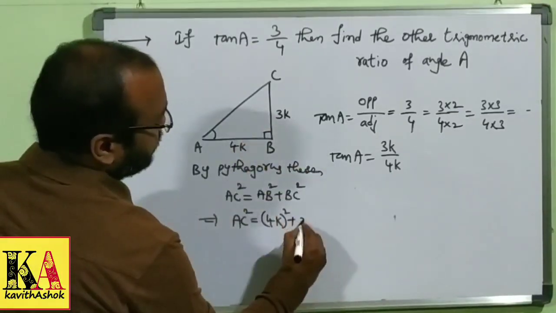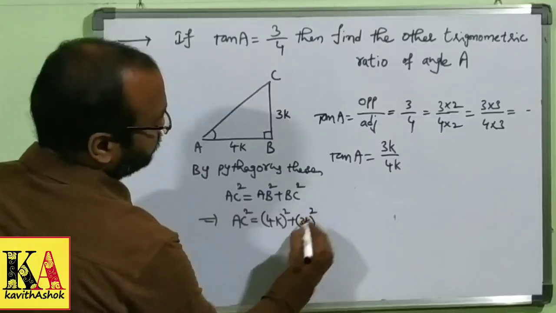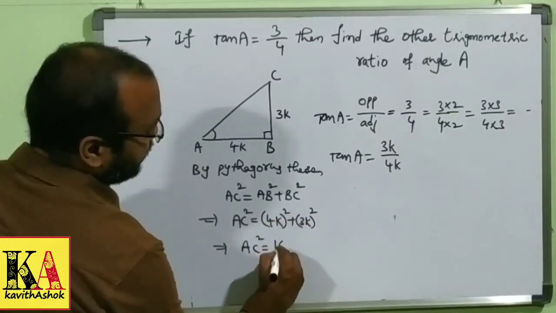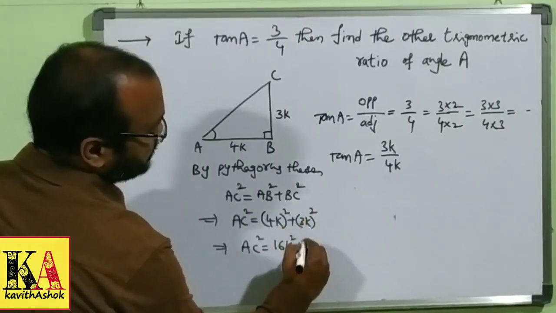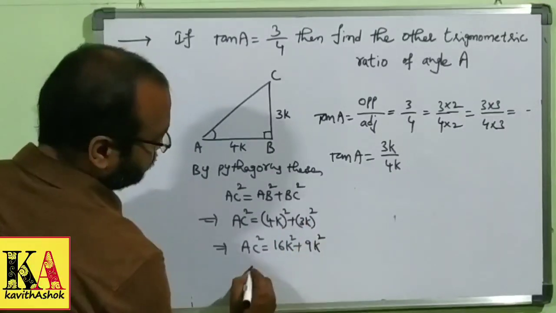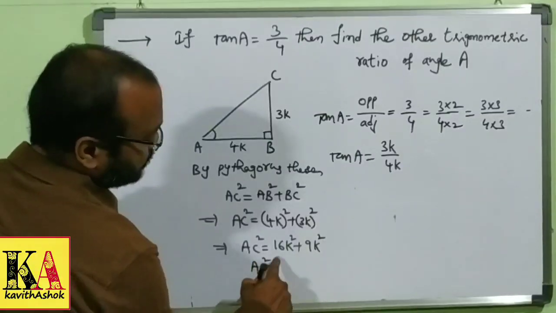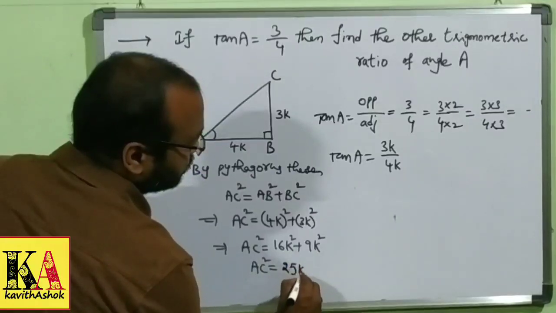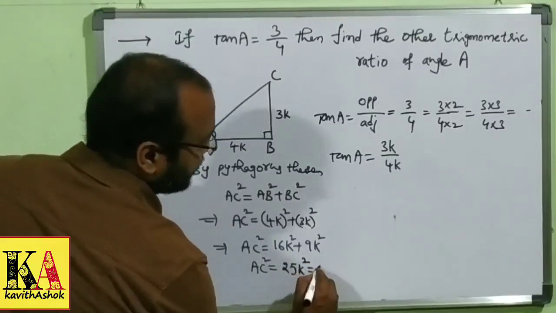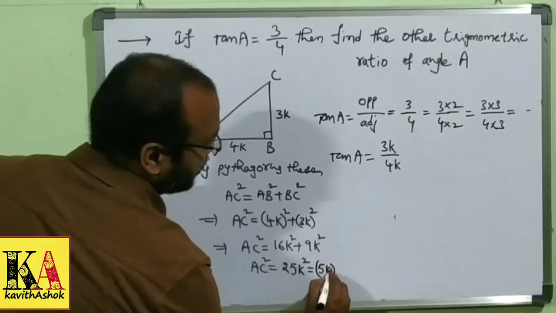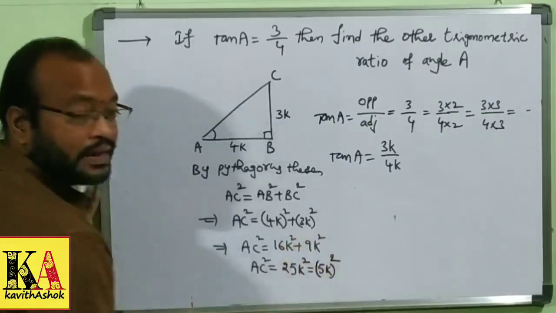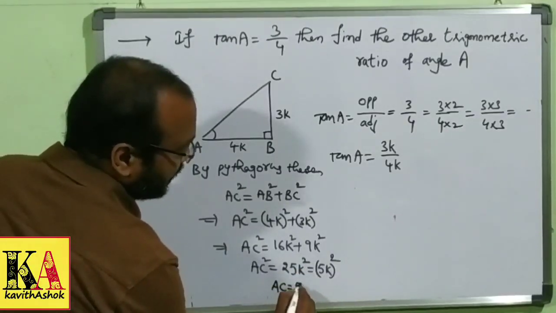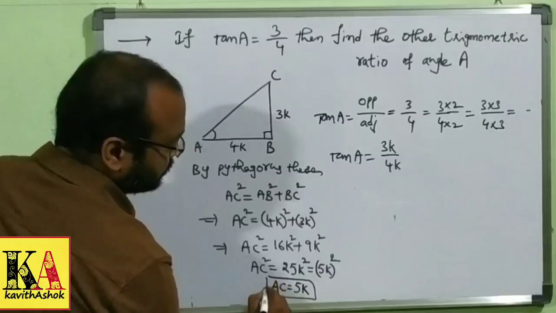BC is nothing but 3k. So this is (3k) whole square. Now AC square is equal to 16k square plus 9k square, that is 16 apples plus 9 apples. What will it become? Just 25 apples. We can write this as (5k) whole square, since 5 square is 25k square. So AC square is equal to 5k square, in the sense, simply AC will be 5k. This is 5k.